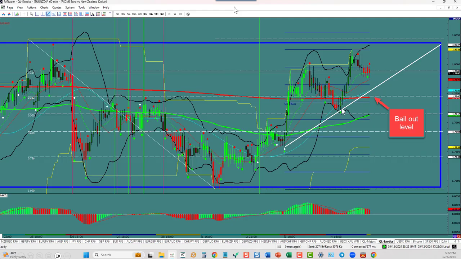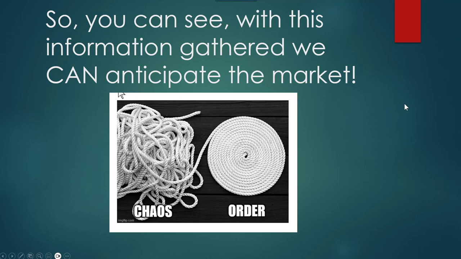So this is the bailout level, right? As long as I'm above this line, I am a buyer. But once I break that line, if I'm in a buy, I exit my trade. If I'm anticipating the sell after the double top, then that's my opportunity to the downside. But until it does that, this is the bailout level. Any trades I take to the upside, if you break this level right here, I'm out. All right, so you can see, with this information gathered, we can anticipate the market.